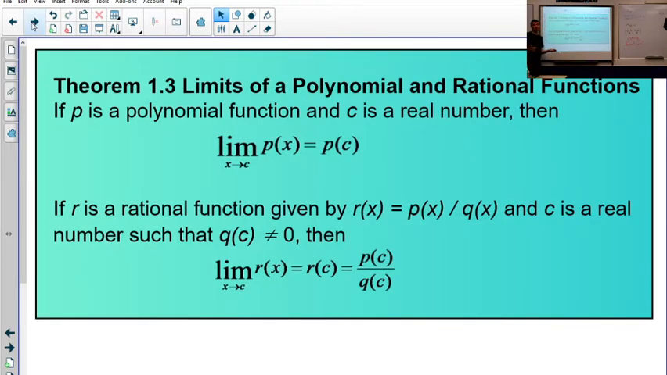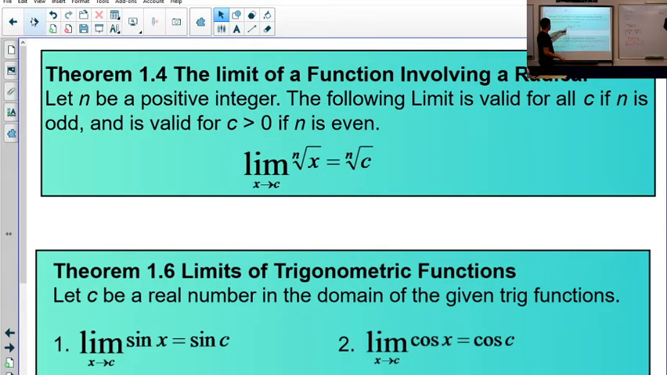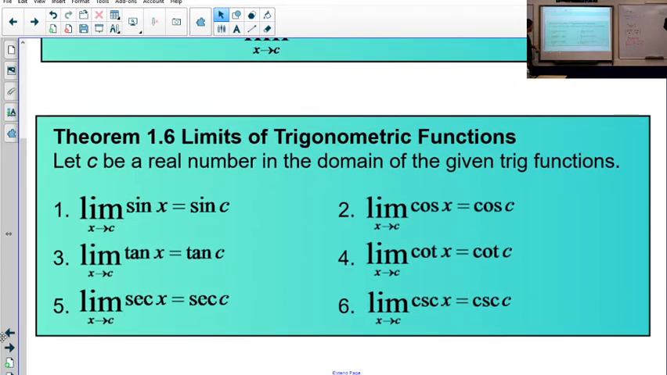Some more pretty obvious properties. More saying that, hey, if there are functions that you can plug in the number and there's no domain problem, then go ahead and plug in the number, and that's going to be the limit. So polynomials, you can plug in the number. If you got something on top and bottom, as long as the bottom's not 0, then you can plug it in. Roots, as long as it exists there, you can plug it in. All the trig functions, as long as it exists there, you can plug it in.